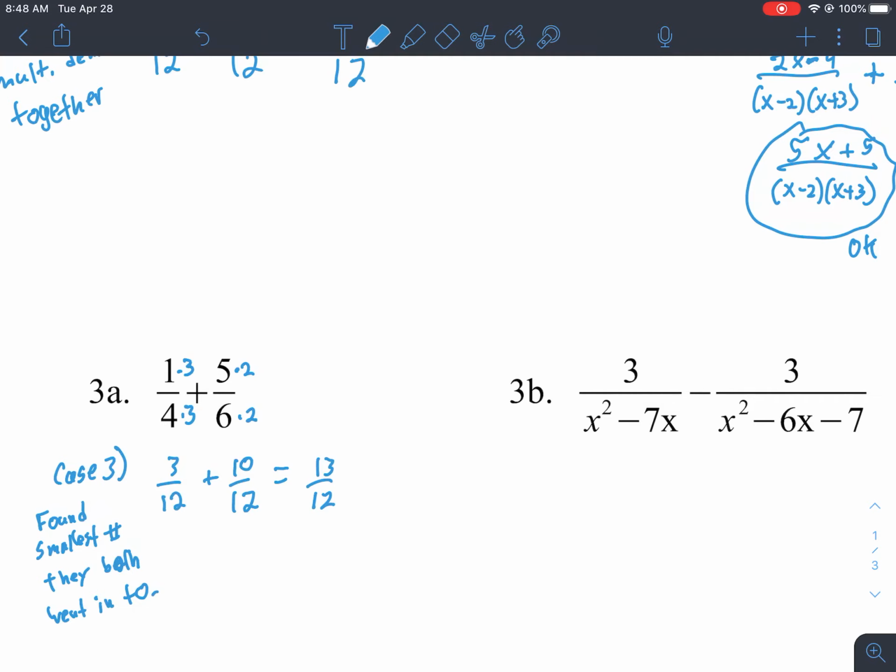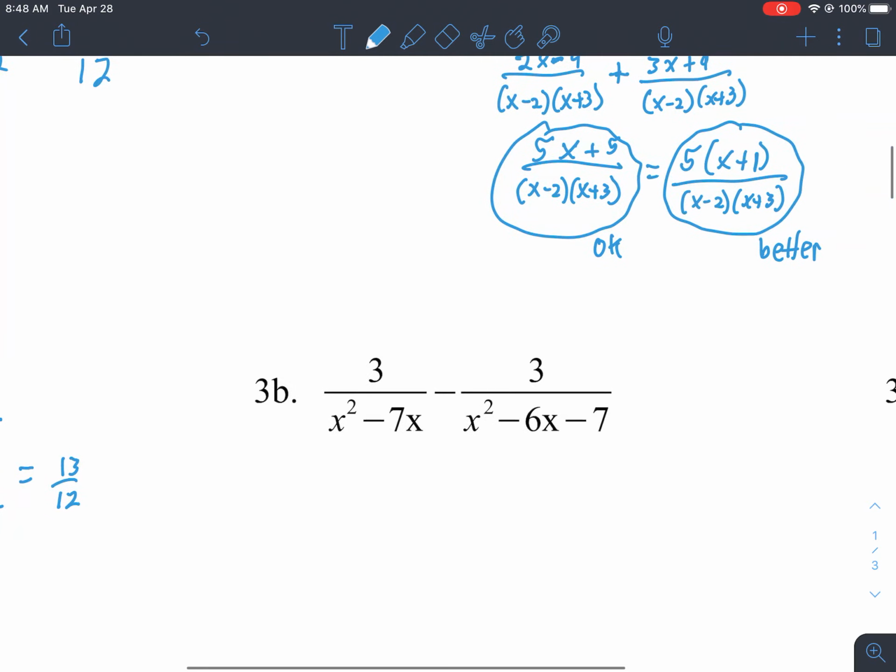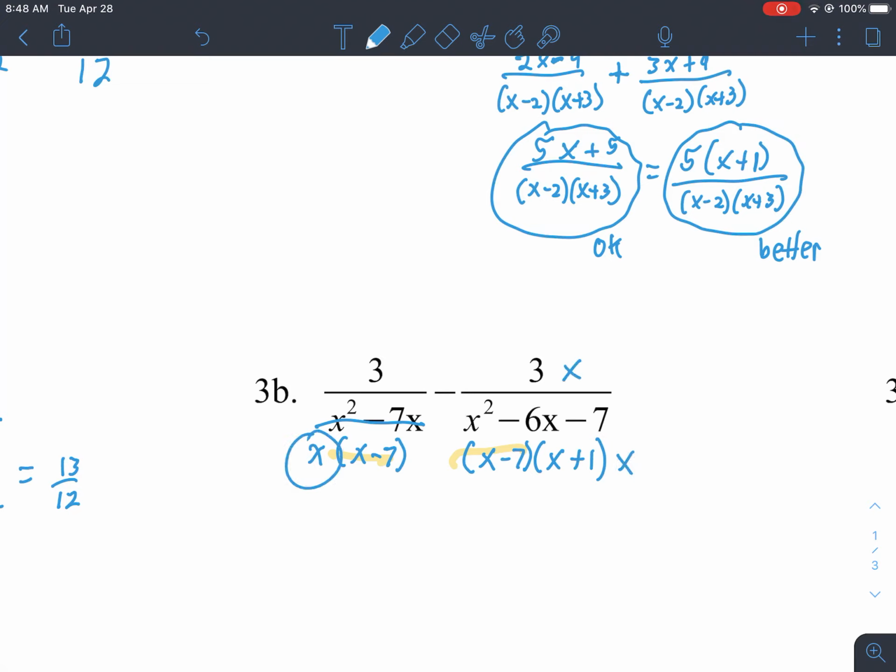Okay, let's try that on this one. So we will factor the bottom into x times x minus 7. We can factor out an x. The right, we're going to factor that into x minus 7, x plus 1. Now, we have an x minus 7 in common. What we are missing on the right side is the x. This x we're missing. And then on the left side, we're missing an x plus 1. So that is our common denominator.